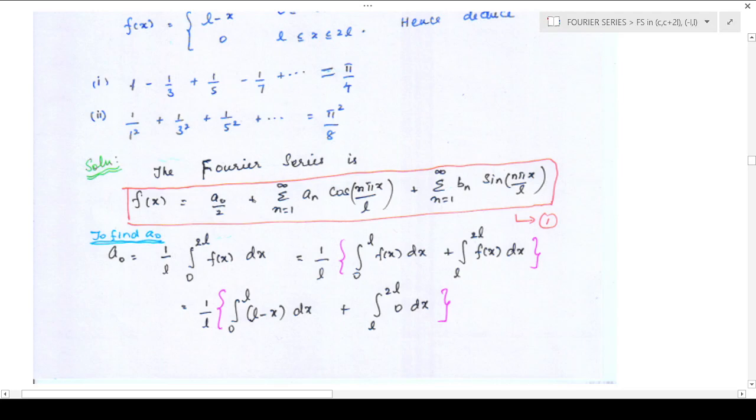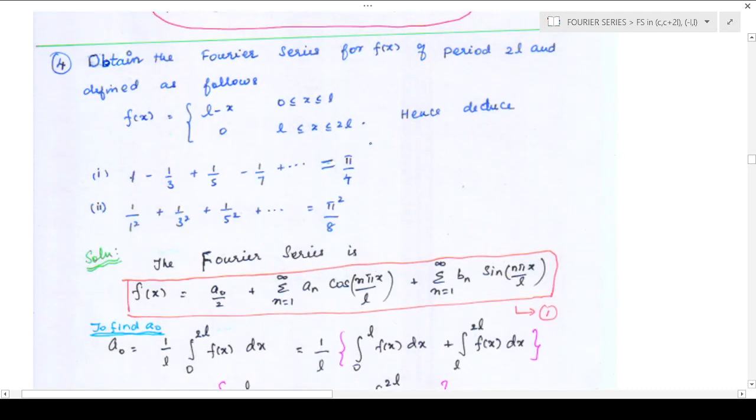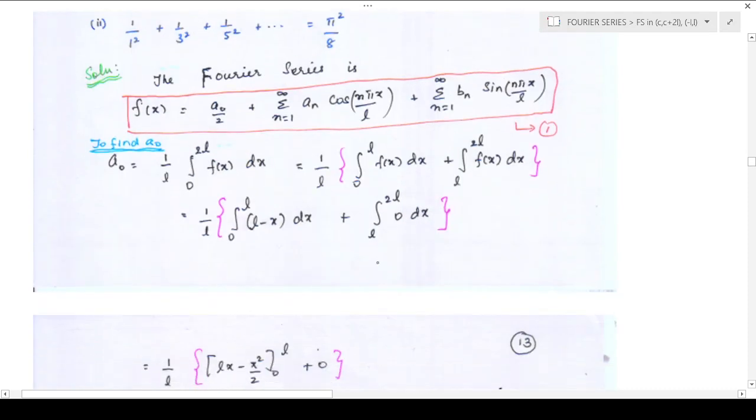A naught by 2 plus summation n equal to 1 to infinity, an cos n pi x by L plus summation n equal to 1 to infinity, bn sin n pi x by L it will be, right? So, a naught is 1 by L, 0 to 2L, f of x dx. So, f of x you'll be splitting between 0 to L and L to 2L. L to 2L, f of x value is 0. So, integrand is 0. So, the integral value is 0.